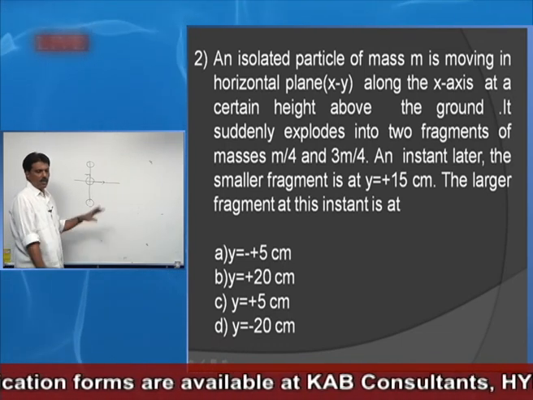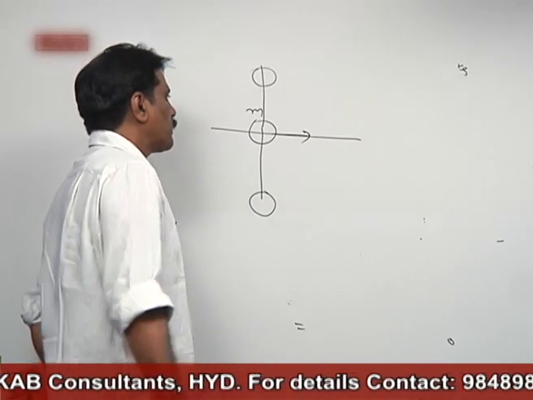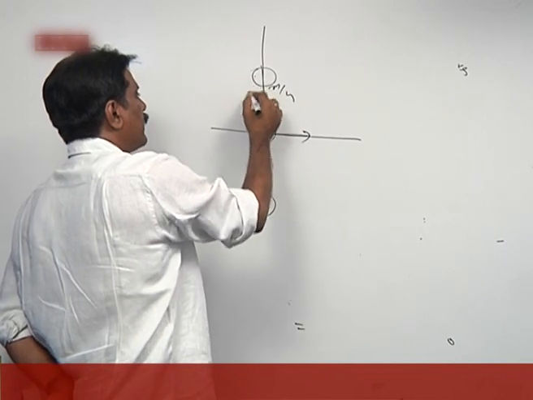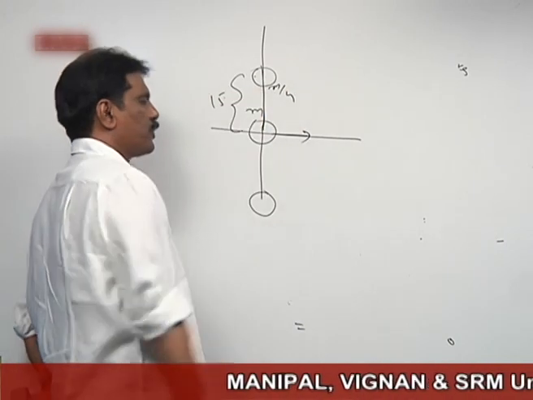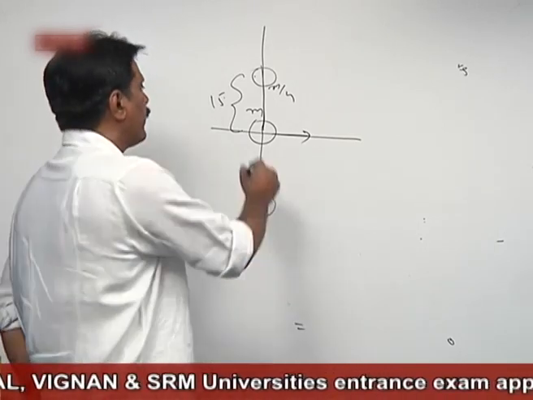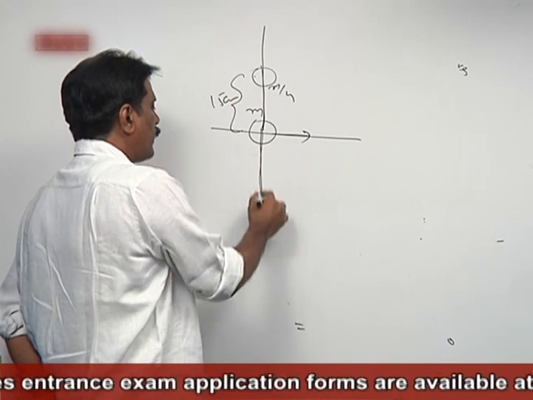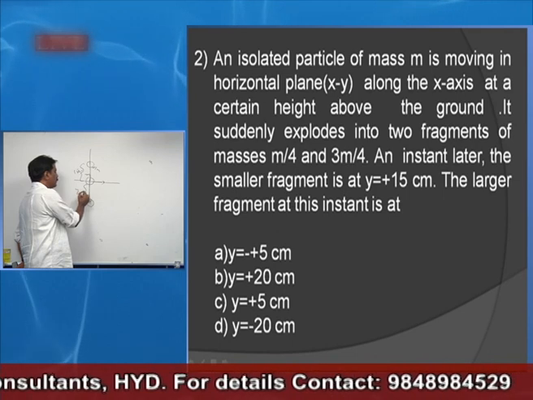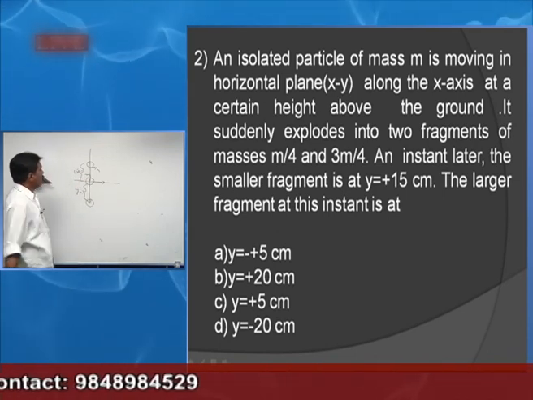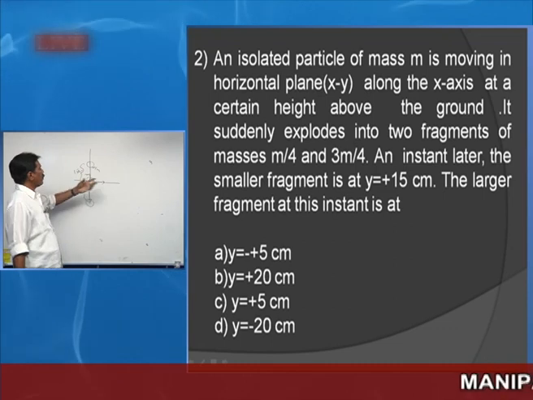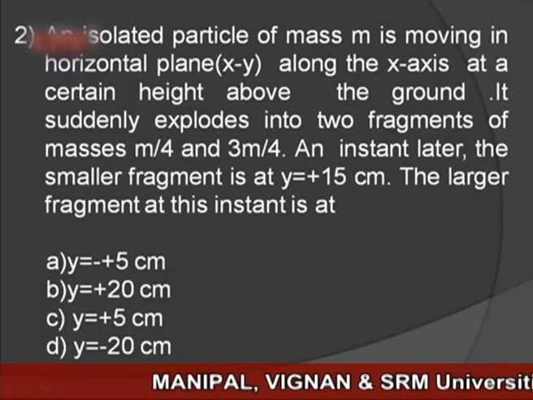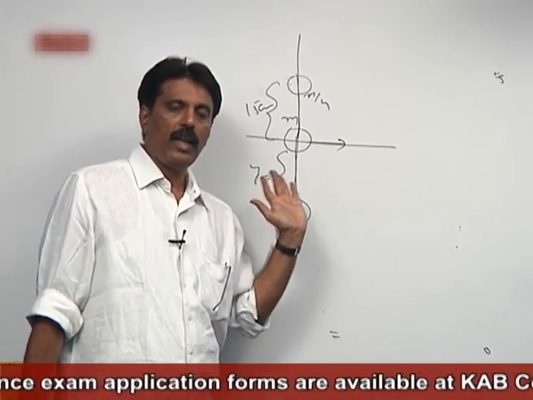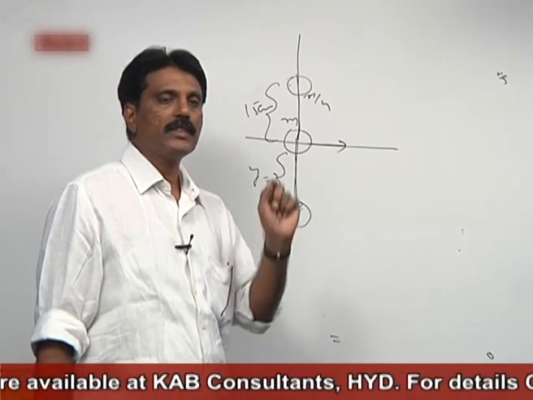At an instant later, the small fragment is at y equal to plus 15. Plus 15 means in this direction. Small fragment means m by 4, which is at a distance 15 units, or 15 centimeters. Now, second one is moving in this direction. We want to find what is this value. Actually, it is moving along x-axis means there is no motion of center of mass in the y-axis direction. So, as far as y-axis is concerned, center of mass is at rest.